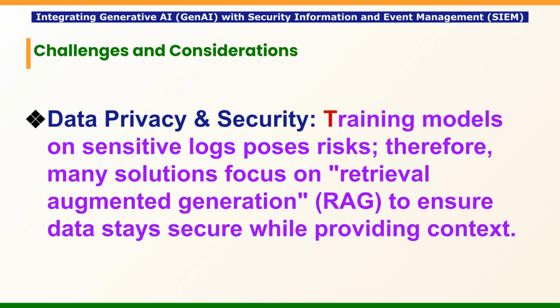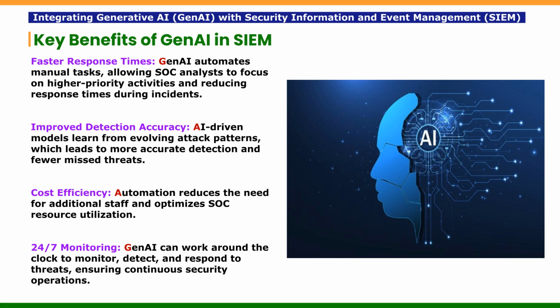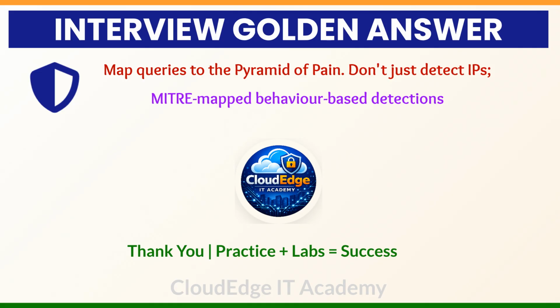A key challenge with GenAI is data privacy and security. Many solutions use retrieval augmented generation, or RAG, to provide context while ensuring sensitive data remains secure. The key benefits of GenAI in SIEM are faster response times, improved detection accuracy, cost efficiency through automation, and continuous 24/7 monitoring capabilities.